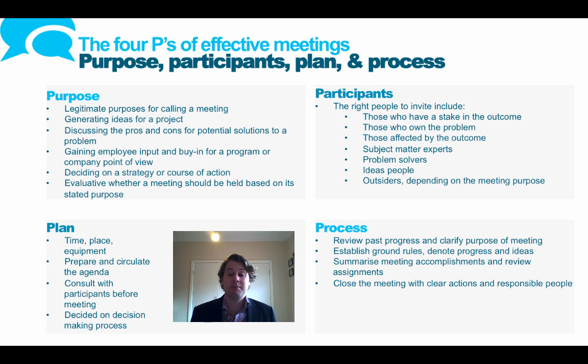So the process of the meeting. Review past progress and clarify the purpose of the meeting. Establish ground rules to denote progress and ideas and what you're going to be doing. Summarize meeting accomplishments and review assignments, and close the meeting with clear actions and responsible people. I want to touch on that one at the end.